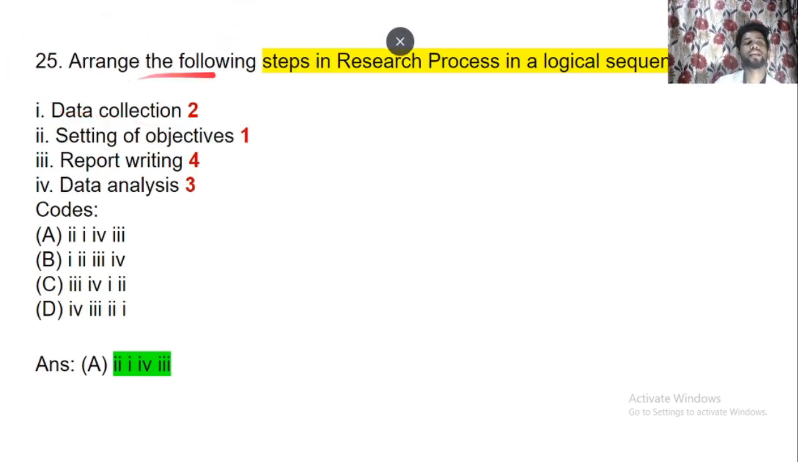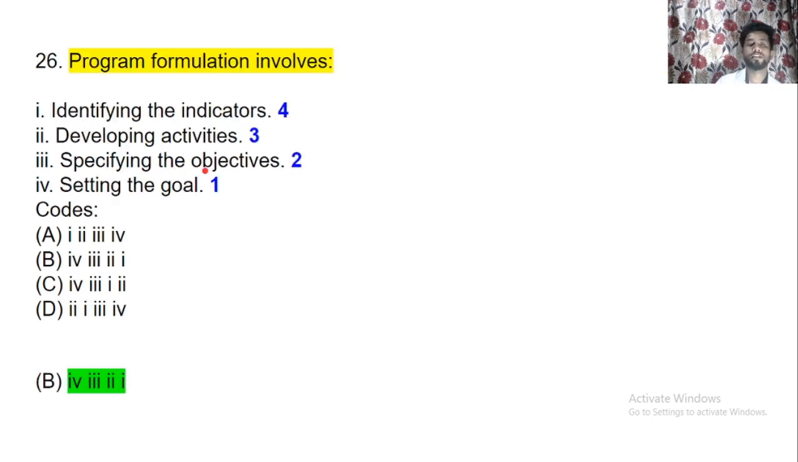Now the next question: arrange the following steps in the research process in logical order. First you have to set the objectives, then collect the data. After data collection you go for data analysis, and after analysis you are able to write your report. So the correct sequence is setting of objectives, then data collection, then data analysis, and after that report writing.